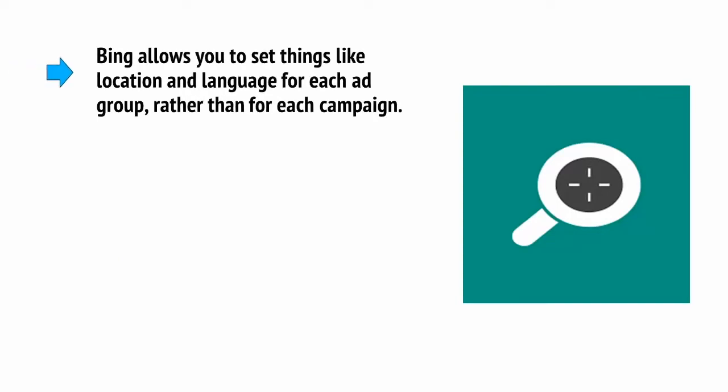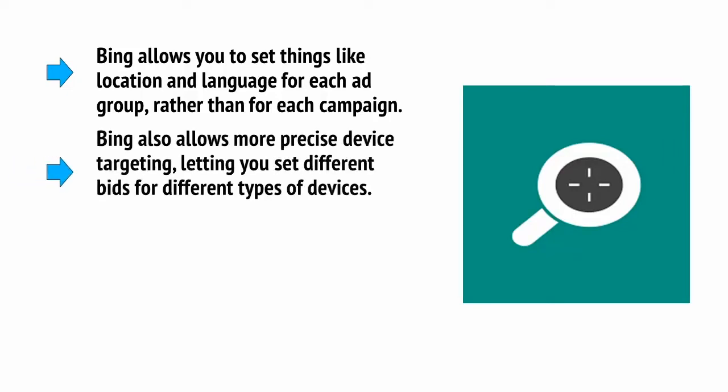Likewise, Bing allows you to set more things like location and language for each ad group rather than for each campaign. Bing also allows more precise device targeting, letting you set different bids for different types of devices.